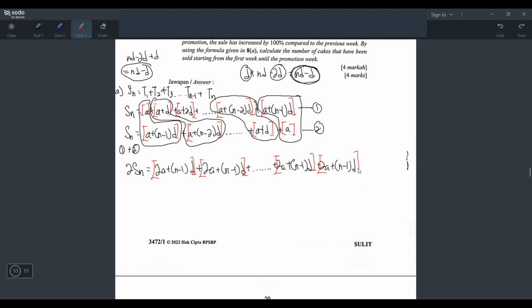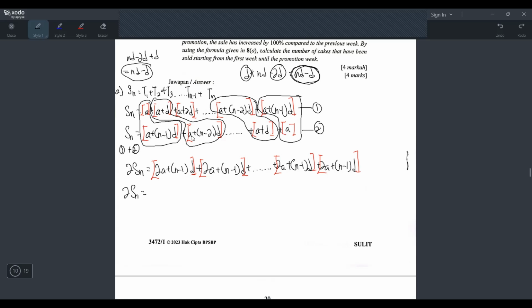Okay, now how to continue? Since I'm proving the Sn formula, of course I have to divide 2, right? Because this is the 2Sn. But before you divide 2, let me just ask you one thing. How many red color bracket do you have here? Because all of it, can you see, is the same thing? 2a plus n minus 1d, 2a plus n minus 1d. It just keeps repeating the same thing, right?